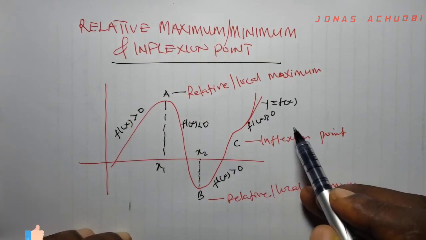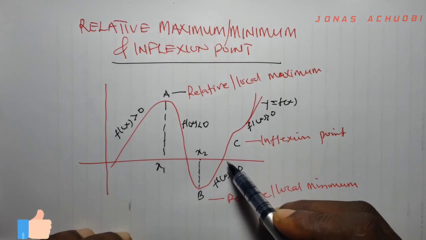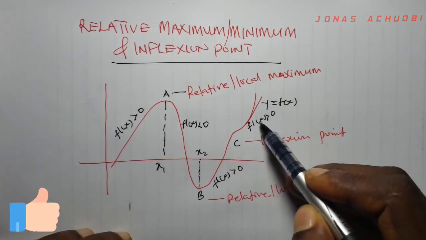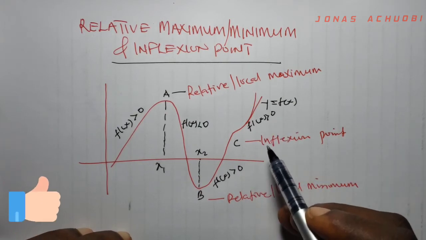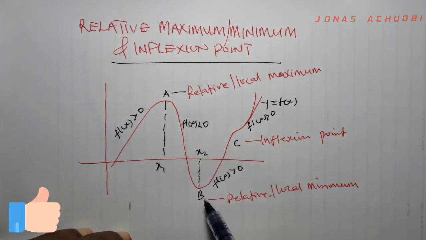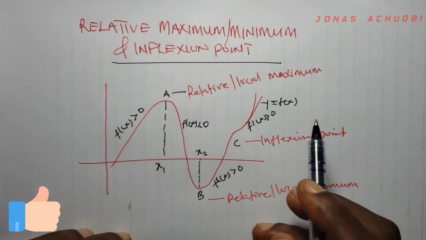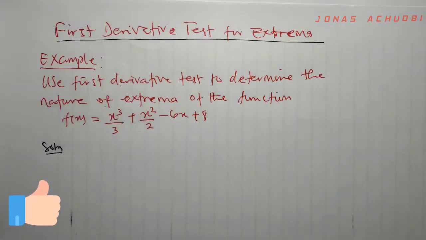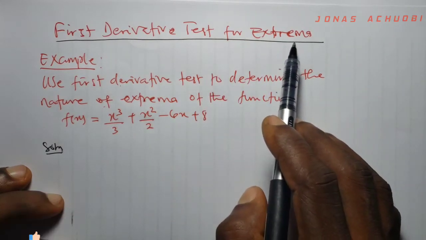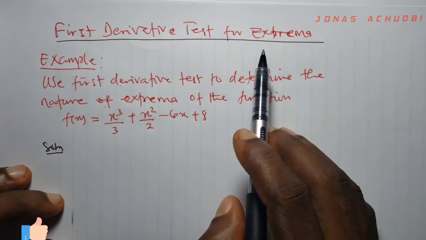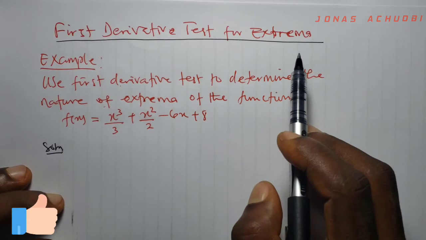And at the point of inflection, the slope on the left and right remains the same in sign, such that if the slope to the left is positive, the slope to the right remains what? Positive, and vice versa. We want to now learn how to determine this critical point using what we call the first derivative test. First derivative test for extrema. Now, extrema here simply means minimum or maximum.